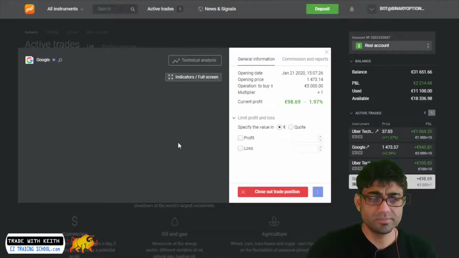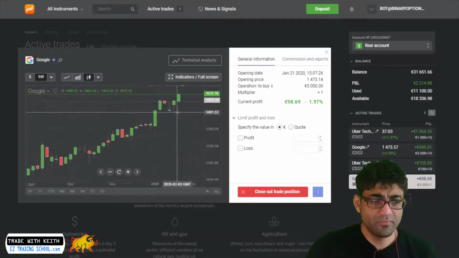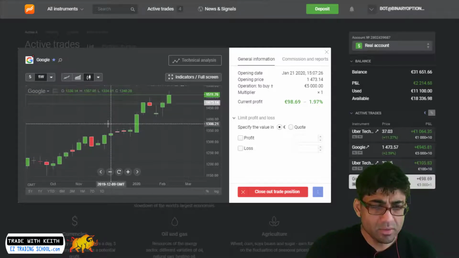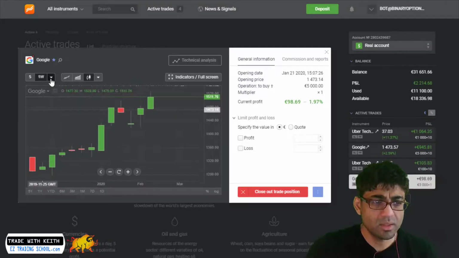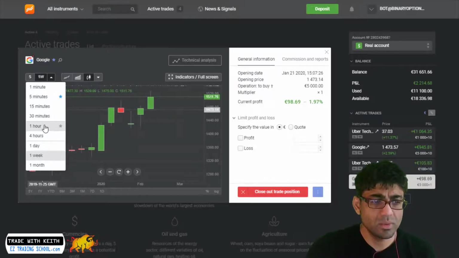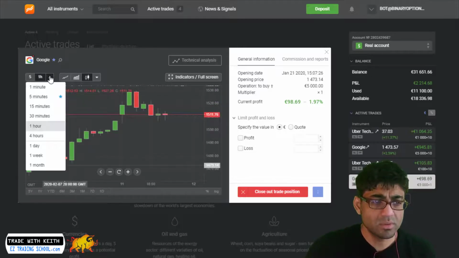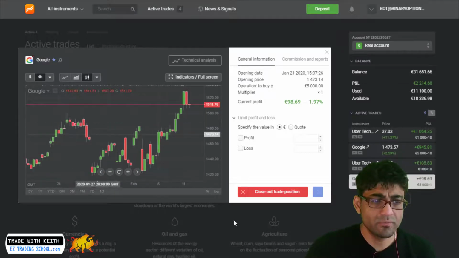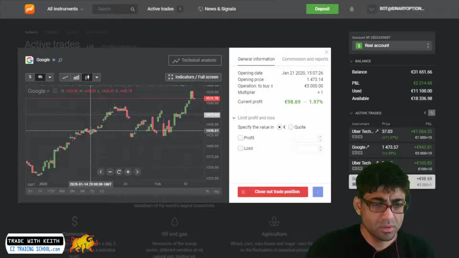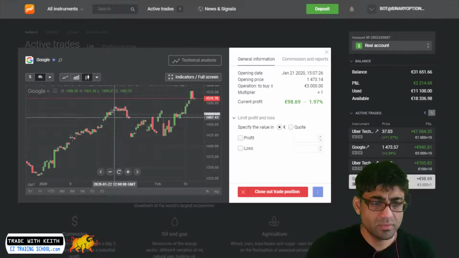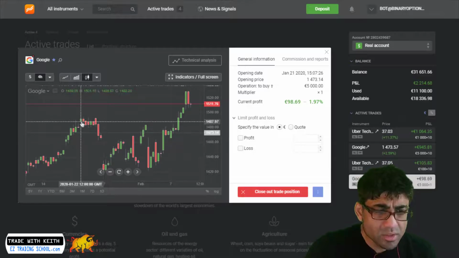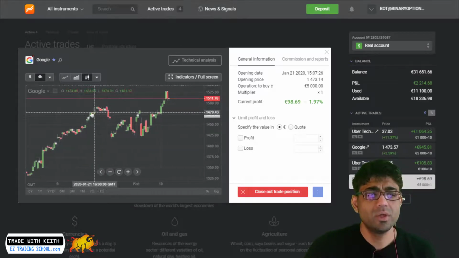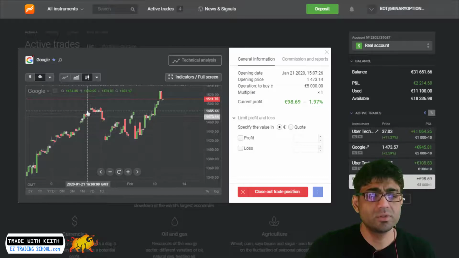Google. What happened there? I opened this on the 21st of January. This is the weekly chart. Let's change this to the 1 hour chart, or the 4-hour chart. I want to look for the 21st of January, where's my dot? I don't see my dot there. Anyway, it was over here, the 21st of January.